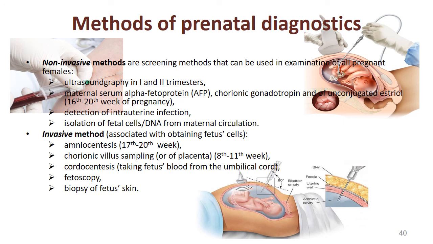Invasive methods are associated with obtaining fetus's cells. They include amniocentesis on the 7th to 20th week, chorionic villus sampling or of placenta on the 8th to 11th week, cordocentesis, which means taking fetus's blood from the umbilical cord, fetoscopy, and biopsy of fetus's skin.